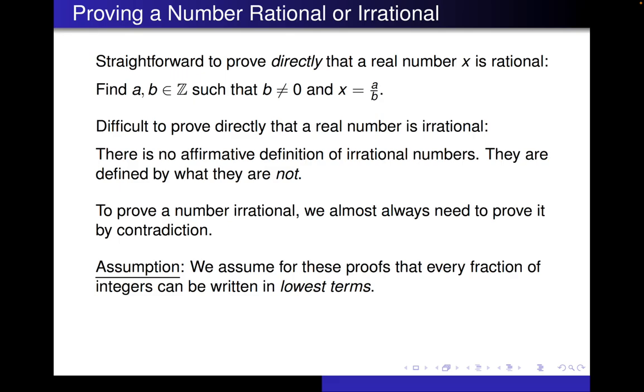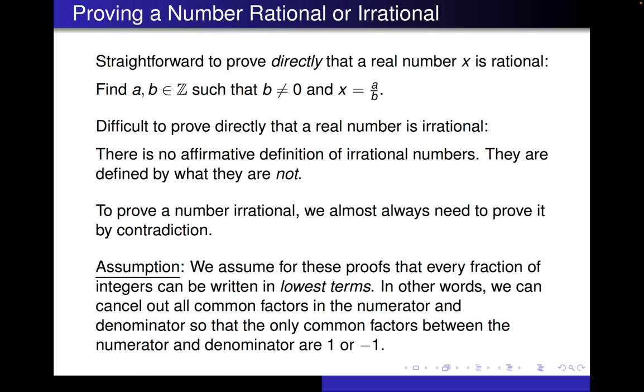And of course, what lowest terms means is that we've canceled out everything that we can to make the numerator and denominator as small as possible. That means we've canceled out all the common factors in the numerator and denominator, so that the only common factors between them, well, we can't get rid of all of them, are 1 and -1.